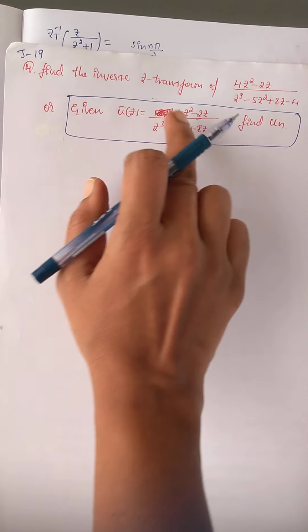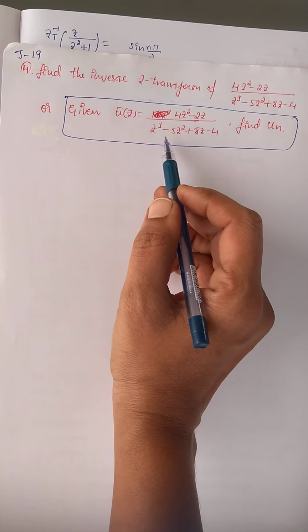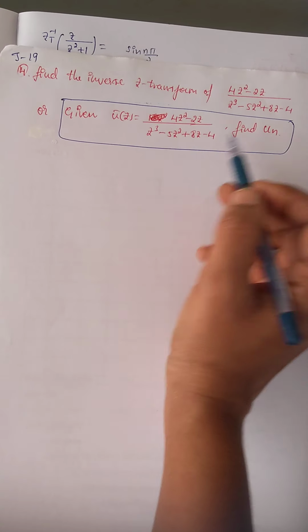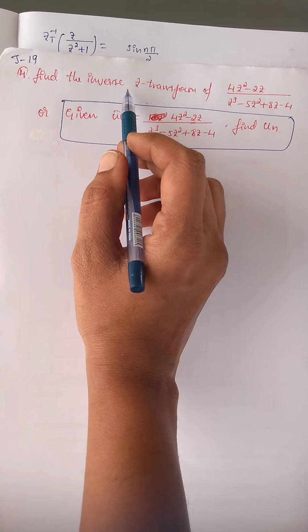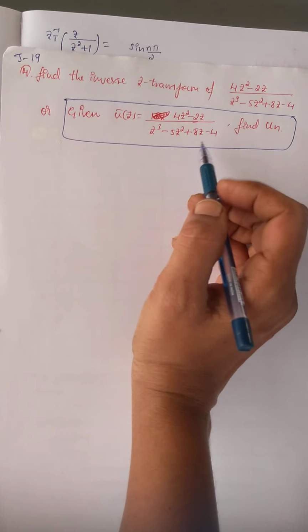Sometimes it will be given as U bar of z equal to (4z² − 2z)/(z³ − 5z² + 8z − 4). Find u_n, nothing but the inverse z transform. Okay, this is our same question.